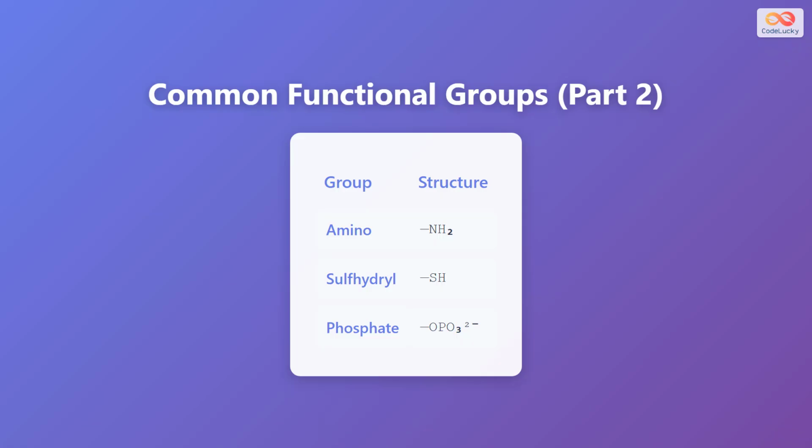Continuing with more common functional groups, the amino group consists of a nitrogen bonded to two hydrogens, written as -NH2. This group is found in amines and amino acids, and it makes molecules basic. The sulfhydryl group is a sulfur bonded to a hydrogen, written as -SH, also called a thiol group. It is found in some amino acids like cysteine and can form important disulfide bonds. Finally, the phosphate group is written as -OPO3 with a 2- charge. This group is crucial in biological molecules like ATP and DNA, where it stores and transfers energy.